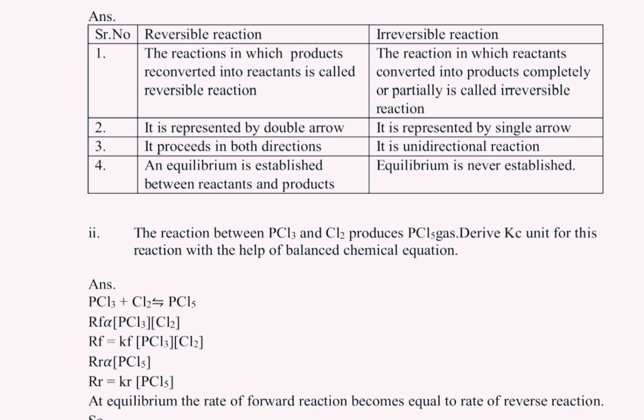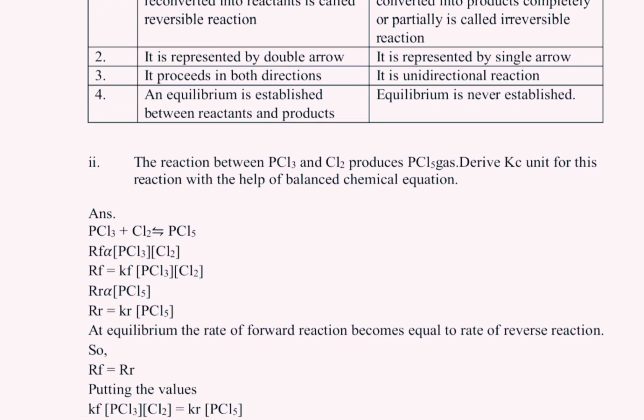well here. The next question is the reaction of PCl3, phosphorus trichloride, reacted with chlorine giving phosphorus pentachloride, and you have to write the Kc expression for it. First of all, you have to write the equation. In the first step we wrote the equation, and the rate of forward reaction is directly proportional to the active masses of the reactants as far as forward is concerned. I'm so sorry. And then the rate of backward reaction is directly proportional to the active masses of the product, so we'll write it.